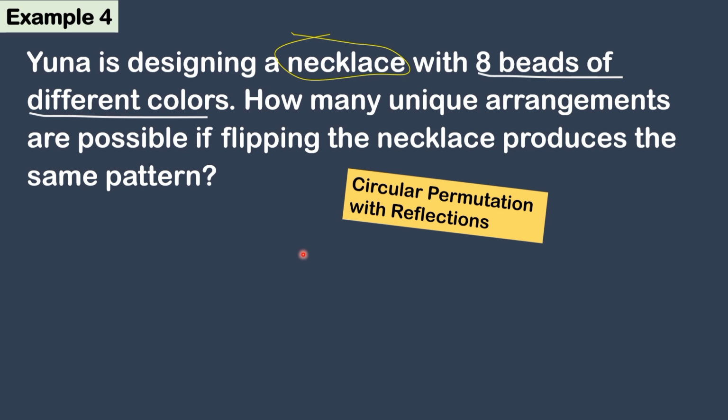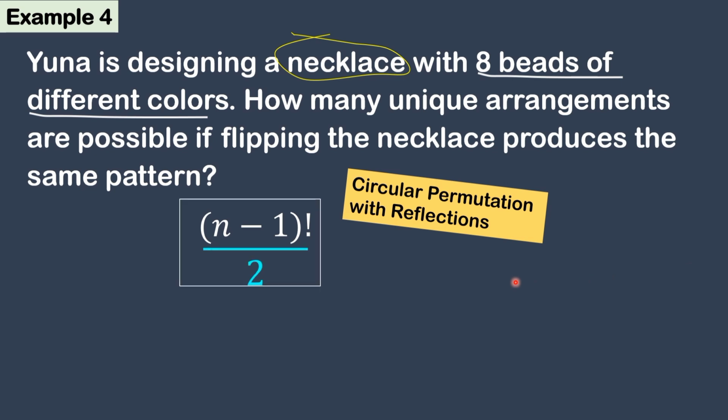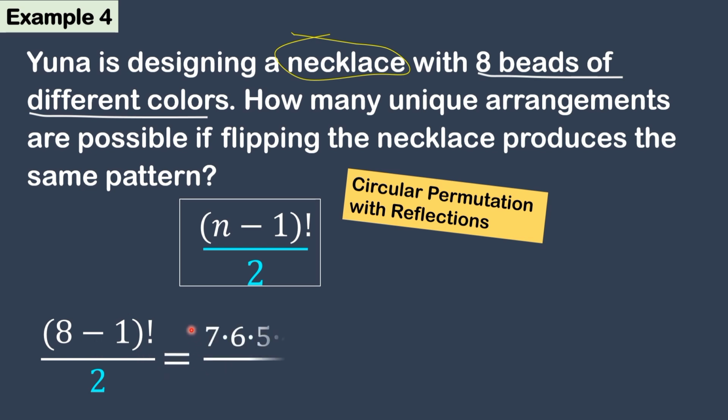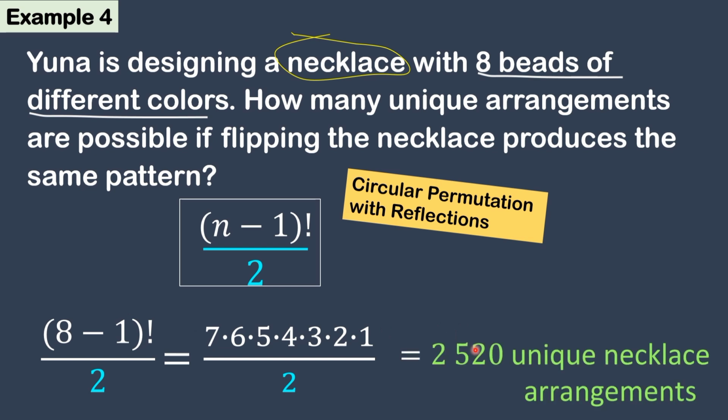Circular permutation without restriction is n-1 quantity factorial. We must divide the total by 2 to account for this symmetry. There are 8 beads, so that is 8 minus 1 quantity factorial divided by 2. Expand, then simplify. Thus, there are 2,520 unique necklace arrangements.